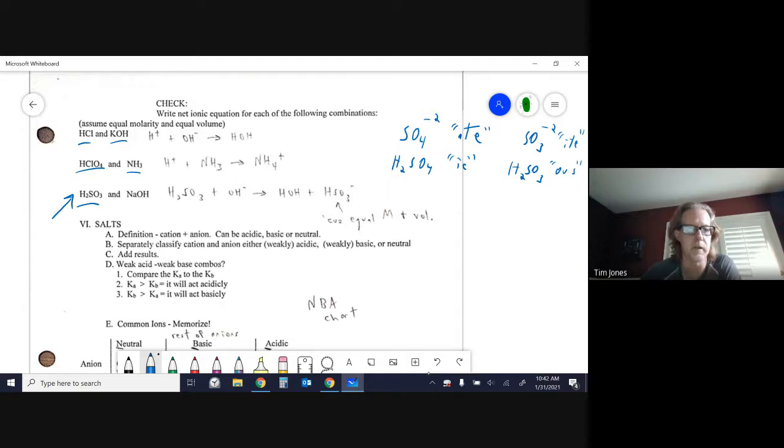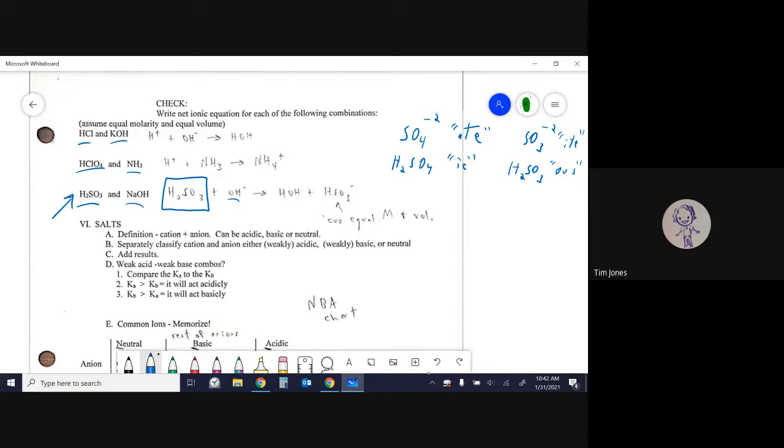All right, weak acid, strong base. So there's my strong base, weak acid, the whole thing. Now, this is a case where you have to pay attention to if you were given the molarity and volume. So they said assume equal molarity and equal volume.